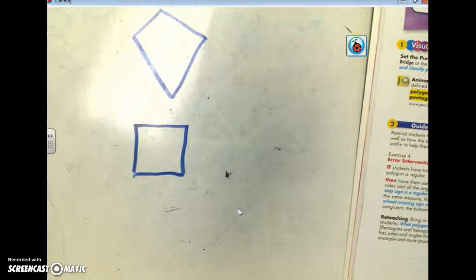Yes. At the top of your page, it gives you several different types of polygons. It gives you a triangle. Tri means three. We all know by now that triangles have three sides, right? Then 4 is quadrilateral. Quad means 4. 5 is a pentagon. Penta means 5.